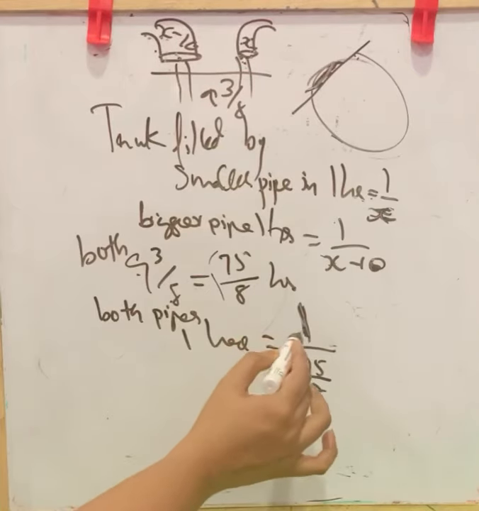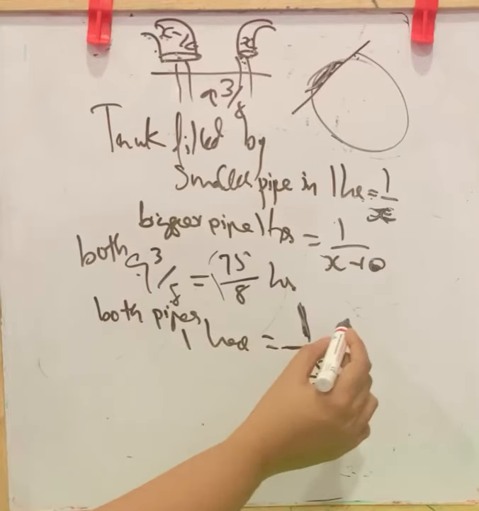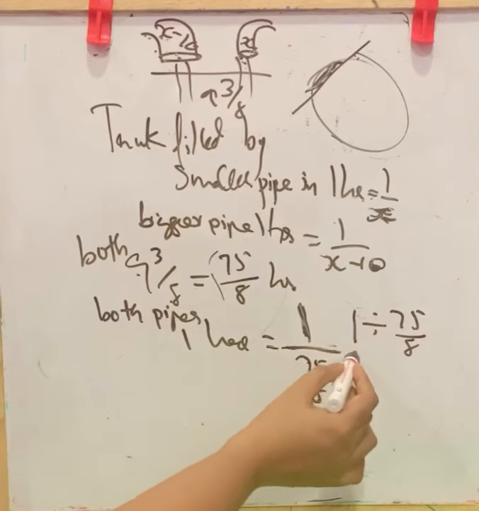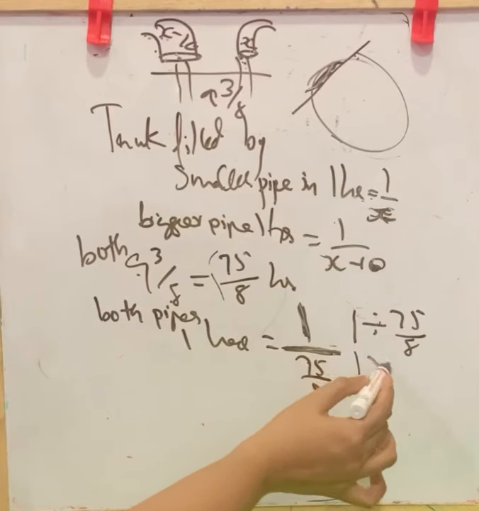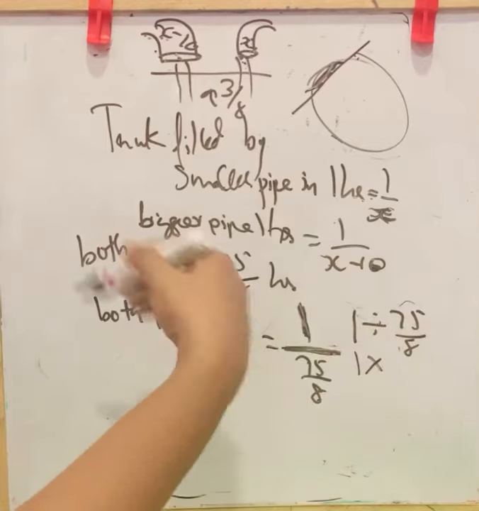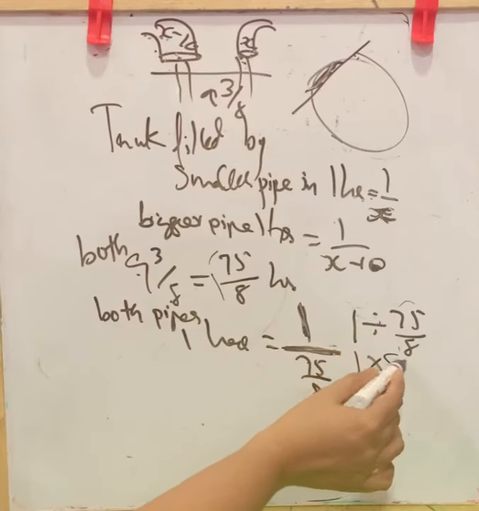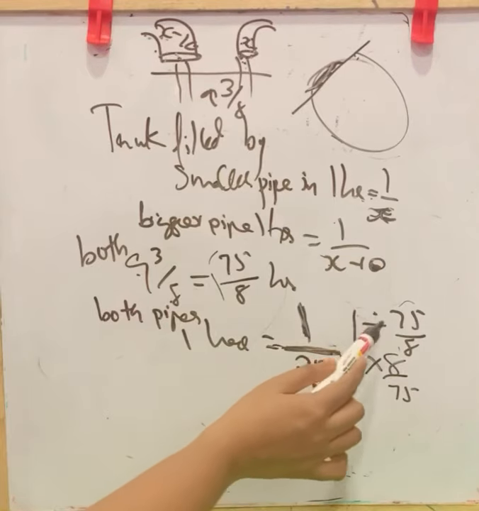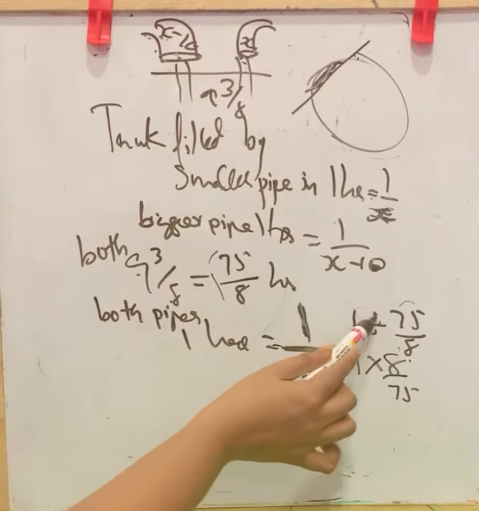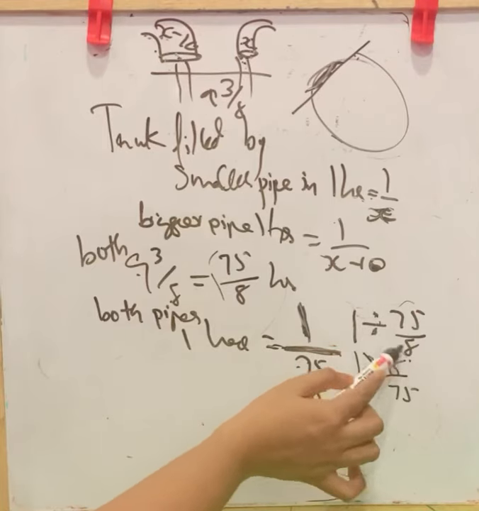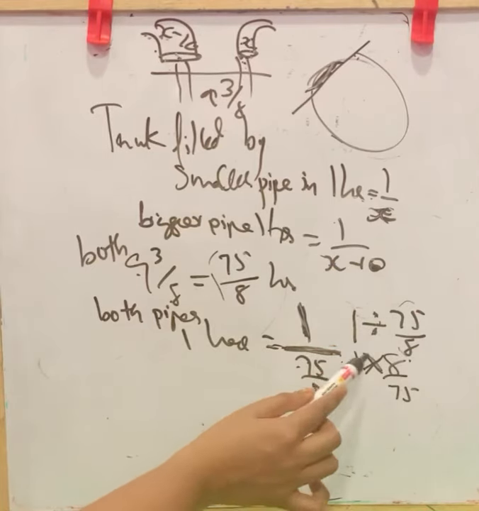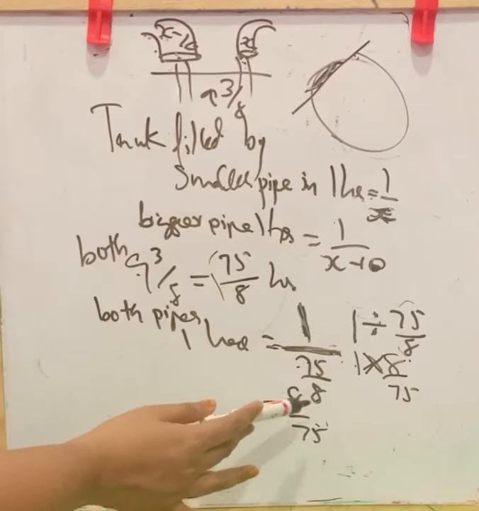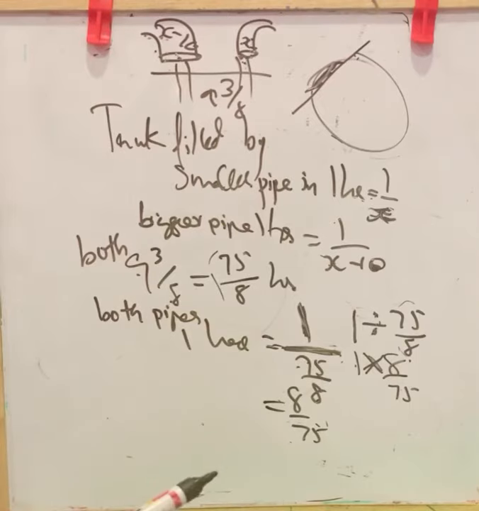This is actually 1 division 75 by 8. That we can write like this, 1 division 75 by 8. For that we can convert this division to multiplication and change this to its reciprocal, 8 by 75. 1 by 75 by 8 means 1 division 75 by 8, and we know division converting to multiplication, this changes to its reciprocal. So 1 into 8 by 75 is 8 by 75. This is tank filled in 1 hour if both pipes are open together.